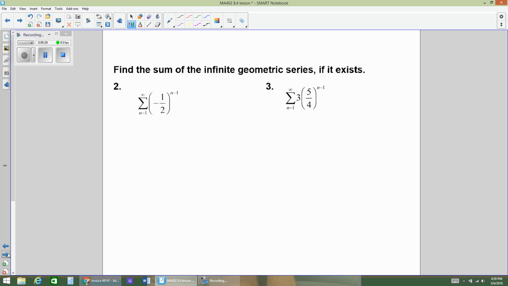Okay, let's try some more. It says find the sum if it exists. So what I know is that I need the first term and I need the common ratio. Now the nice thing is the common ratio is just -1/2, but I have to find the first term by plugging a 1 in. So if I plug a 1 in for n, 1 minus 1 is 0, so it's -1/2 to the 0, which is just 1. So this formula is 1 over 1 minus -1/2.